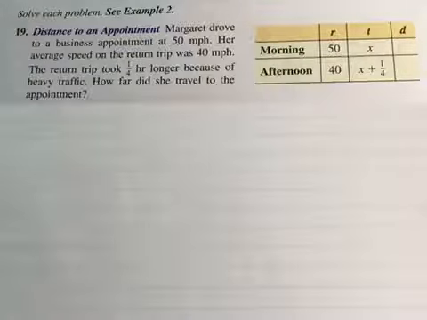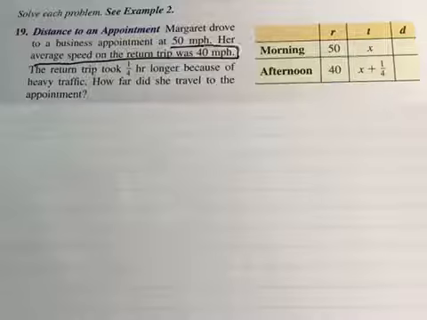Distance to an appointment. Margaret drove to a business appointment at 50 miles per hour. So that's her speed. Her average speed on the return trip was 40 miles per hour. The return trip took 1/4 longer. So there's an equation.